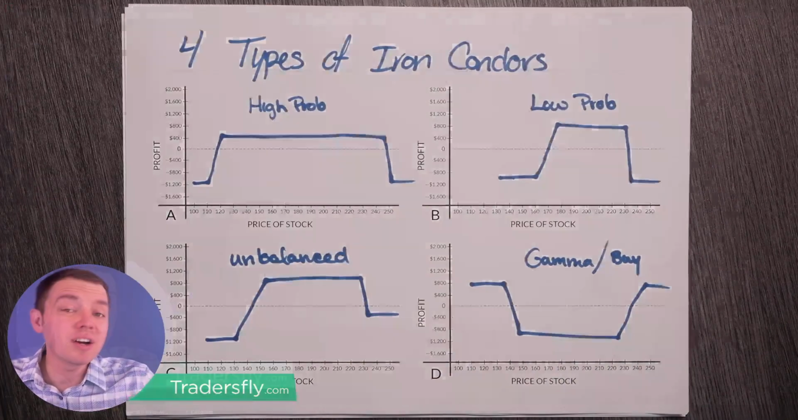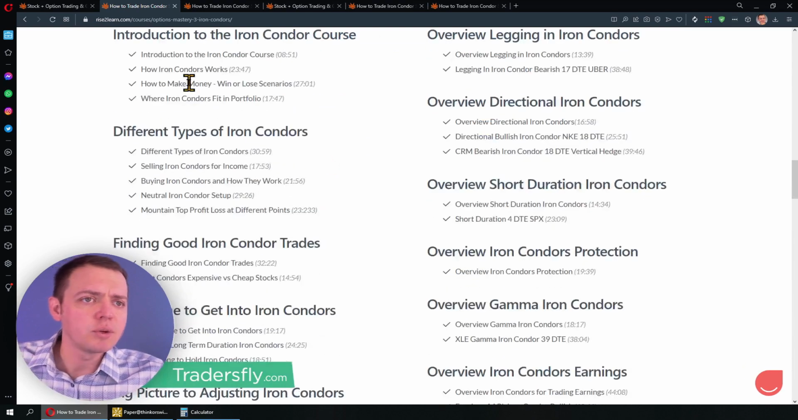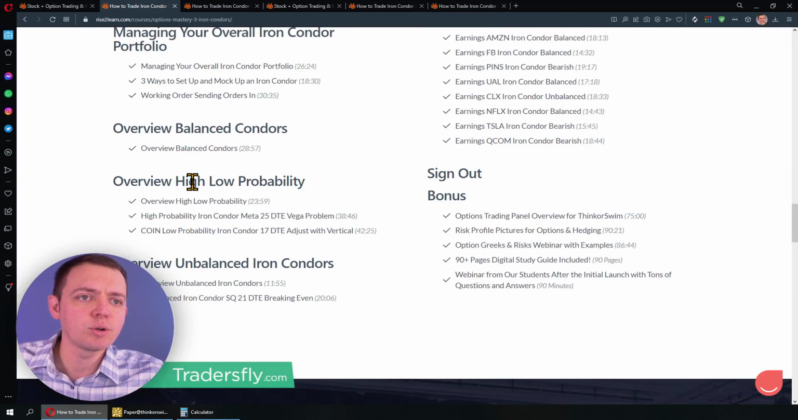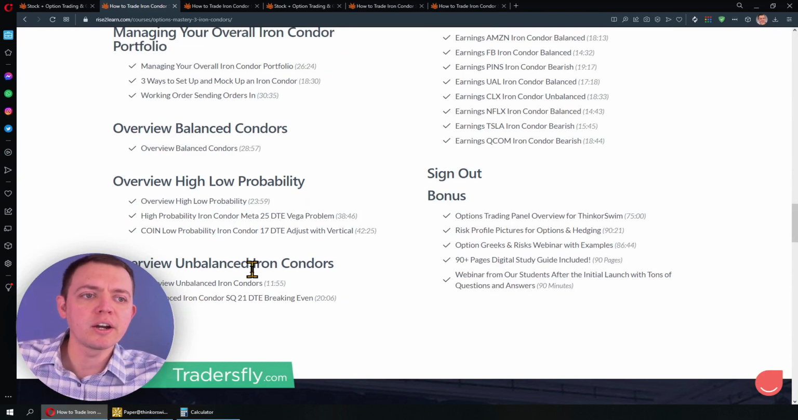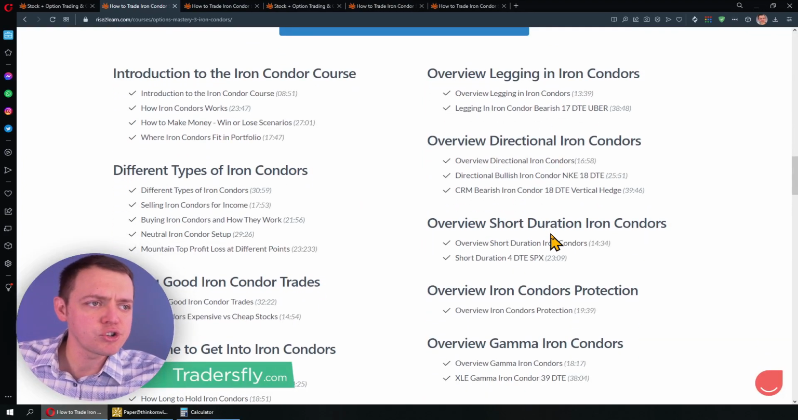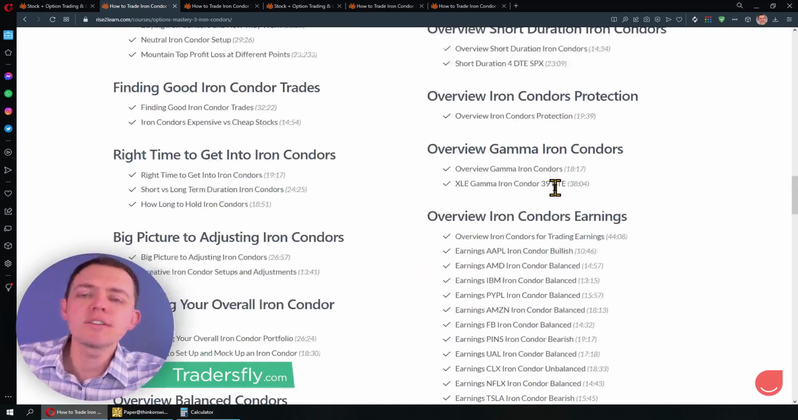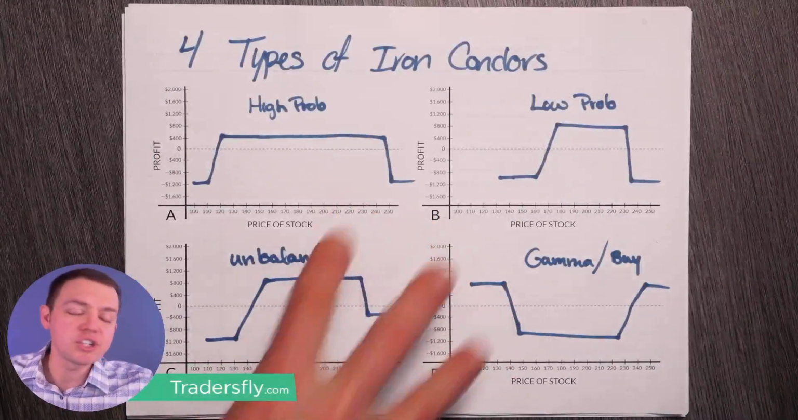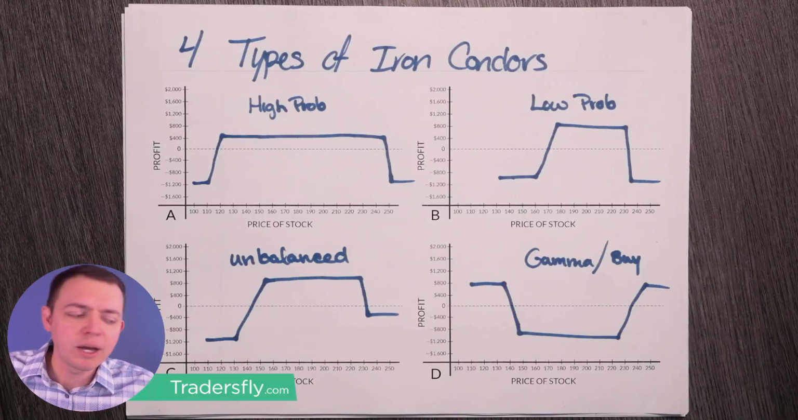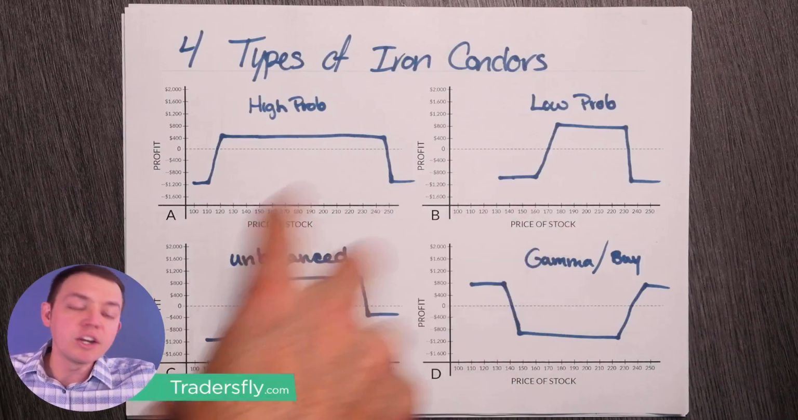Now, we will cover a handful of these in this options mastery course. So when you go through and you run through, you'll see that we've got balanced iron condors, high and low probability iron condors. There's unbalanced iron condors. There's legging in iron condors, directional iron condors, short duration iron condors with protection, gamma iron condors for earnings. So there's a ton more iron condors really than what I've mentioned here. And there's even some others that you could do, subsets of what we just talked about. But these are kind of the 4 basics, and this is what we'll cover here in this video.